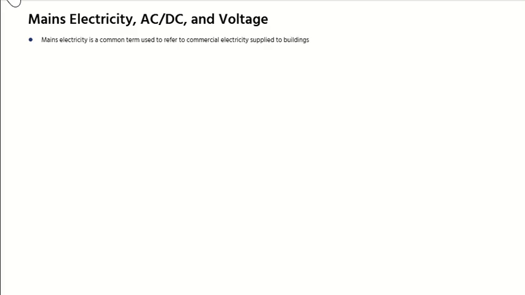Mains electricity is a common term used to refer to commercial electricity supplied to buildings. Electric current can be loosely defined as the flow of electric energy through a wire conducting electricity. The unit for measuring electric current is amperes. There are two types of electric current.